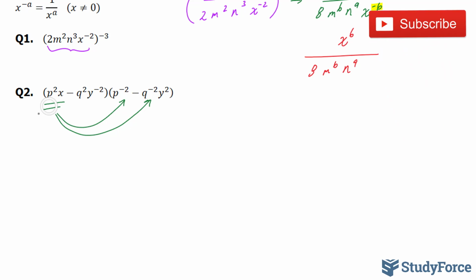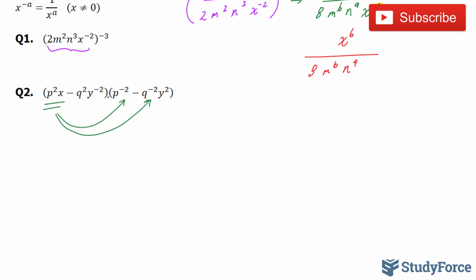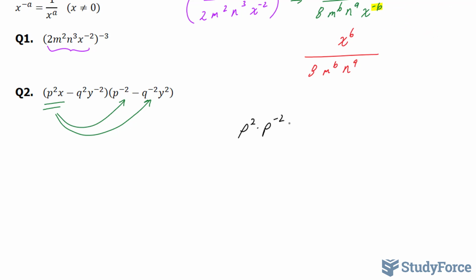So starting with p to the power of 2x times p to the power of negative 2, we end up with p to the power of 2 times p to the power of negative 2. We have to use the product rule here where we add 2 and negative 2. And if we do that, we end up with 0. So p to the power of 0 is equal to 1. The x, however, remains there. P to the power of 2x times this expression gives us negative p to the power of 2x, q to the power of negative 2, y to the power of 2.